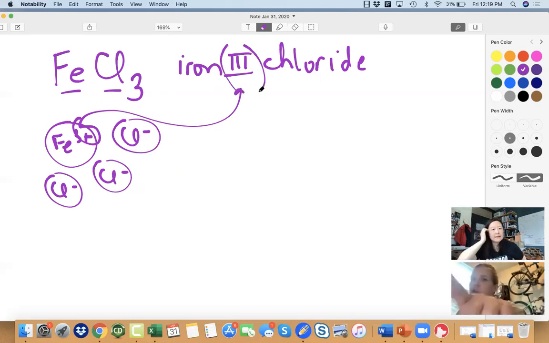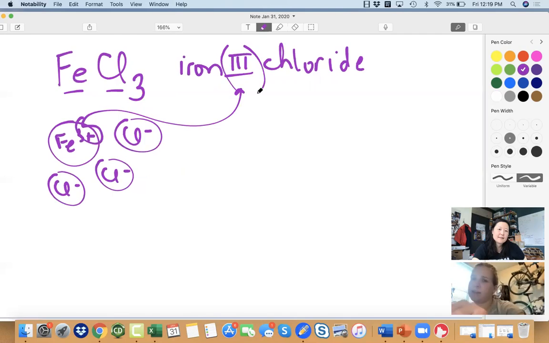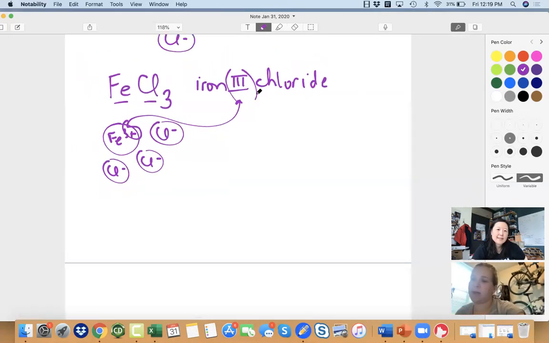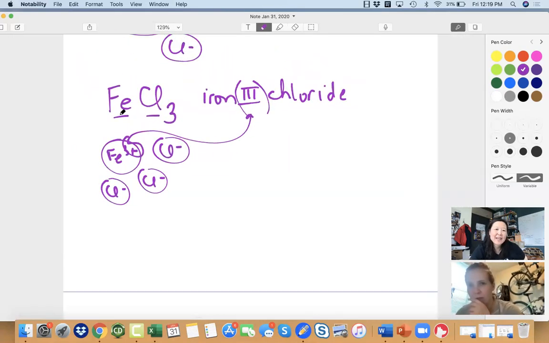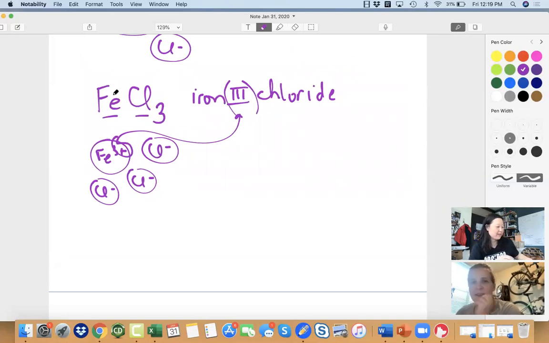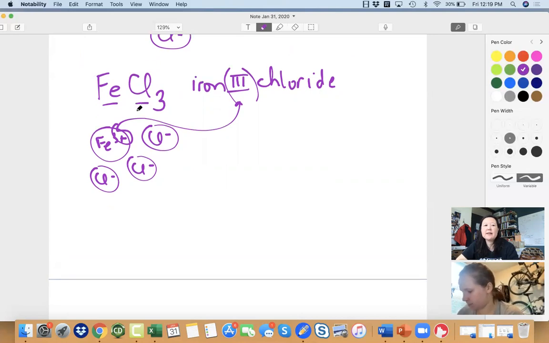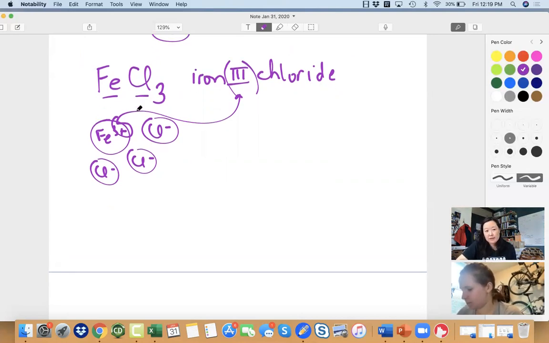So you figure out the Roman numeral by first knowing what the second element is and how many of them there are. Exactly. First I have to recognize that this is one of these metals that are variable charged. So I'll leave space for a Roman numeral, and then I need to figure out what that Roman numeral is by looking at the other element and its charge. Okay. And then balancing it to 0.